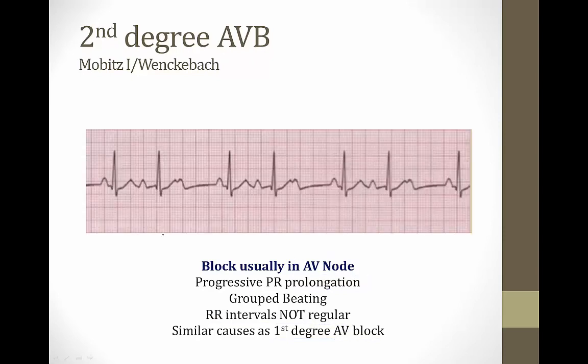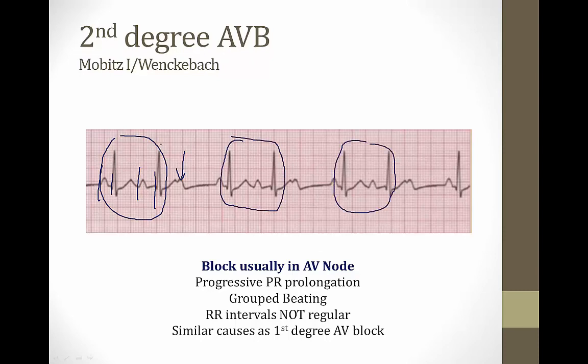Here's another example just to make it more clear. We have a relatively normal PR interval here, followed by a prolonged PR interval, followed by a P wave, which does not result in the generation of a QRS. Notice that we have grouped beating with two QRSs close together, followed by a space, followed by two close together, followed by a space, and two close together. These RR intervals are varying. We have a short one, then a long one, then a short one, and these are all classic characteristics of Mobitz type 1 or Wenckebach block in the AV node.